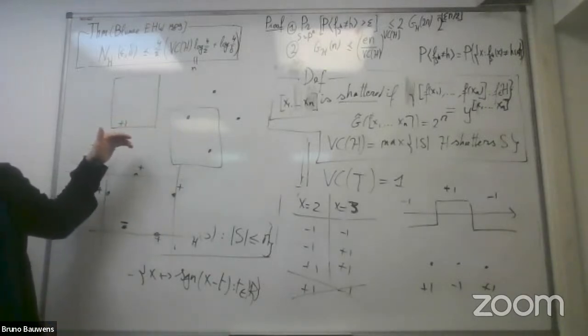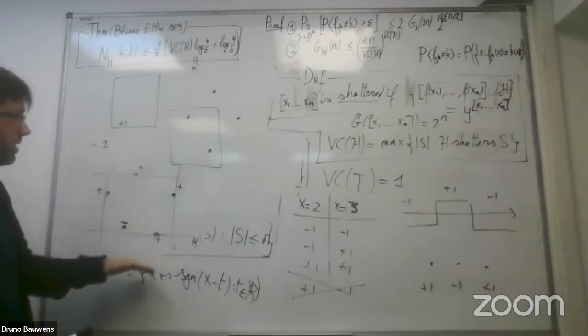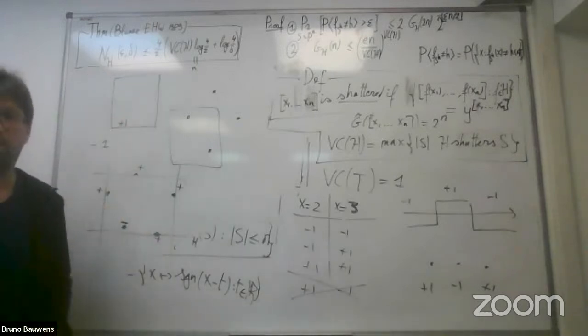So 5 points cannot be shattered, and this is also true in d dimensions. Axis-parallel boxes in d dimensions have VC dimension 2d, because for every dimension we go from bottom, top, and so on.